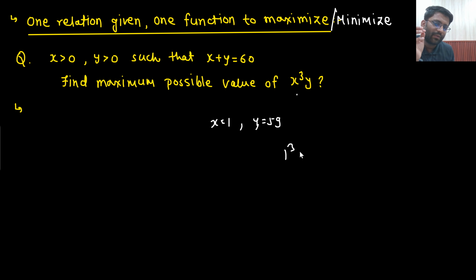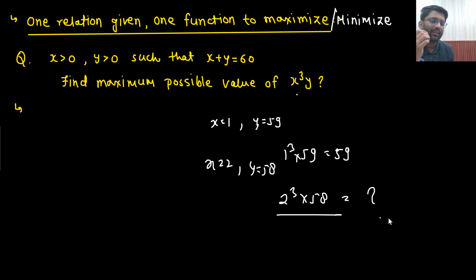Then what will be this value? 1 cube multiplied with 59. What is the answer you are getting? 59. If I take x equals 2 and y equals 58, what will you get? 2 cube multiplied with 58. Whatever the answer, you would know that this answer is more than the previous one, no? So similarly, you need to find the values of x and y such that this value becomes maximum.